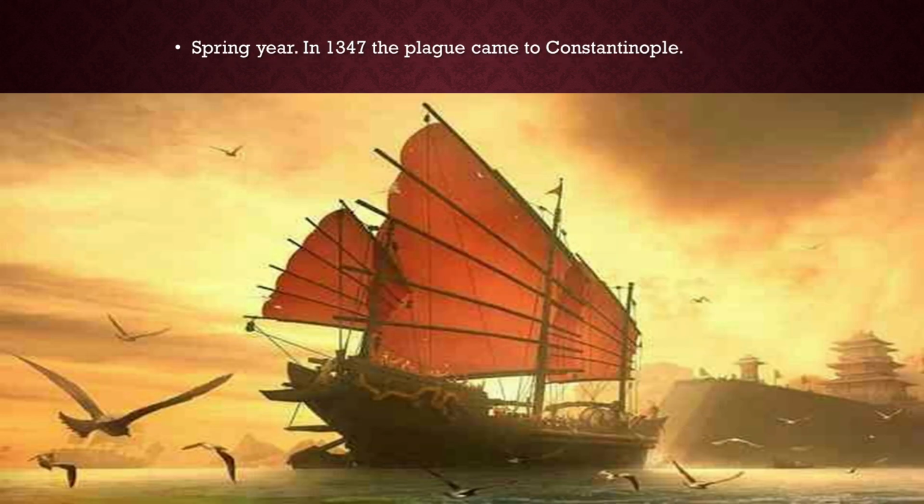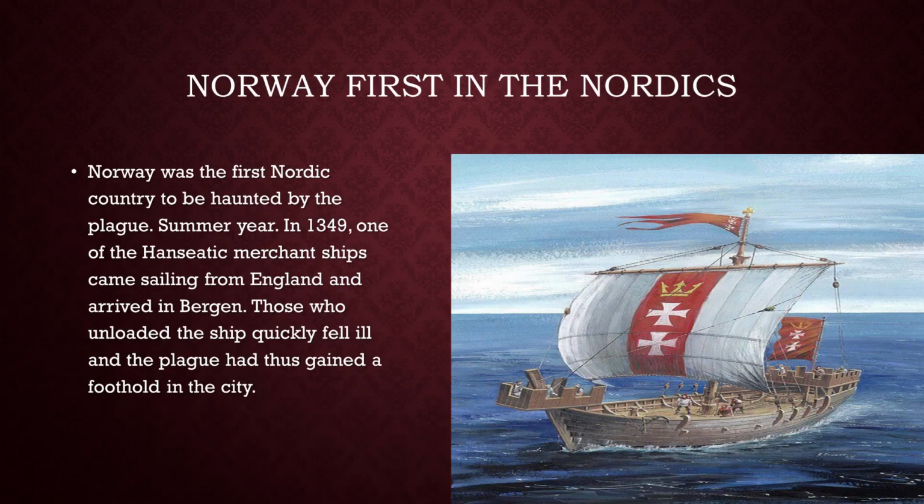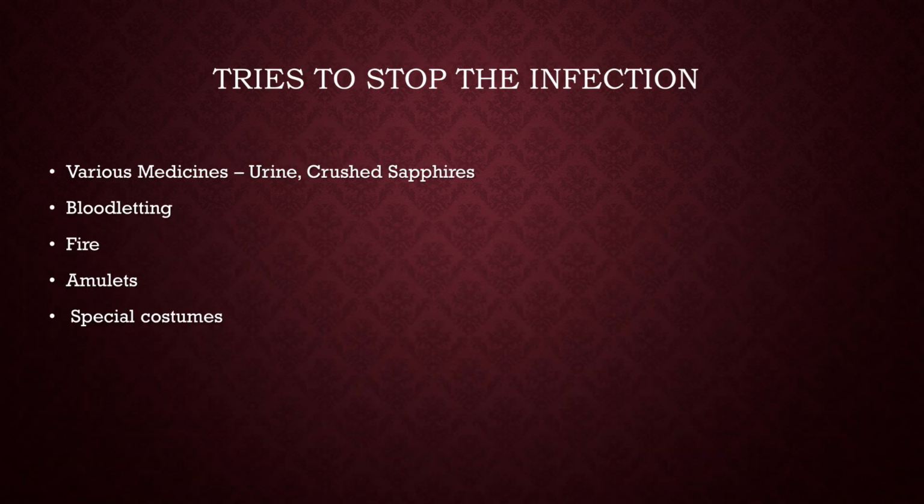It arrived in Constantinople in the year 1347. Here is a fun fact. It was also used by the Mongols as a weapon. Why attack a city when you can just shoot people that have or carried the plague into the city with stuff like catapults? Norway was first in the Nordic countries to receive the plague, but then it moved on to Sweden, for example.